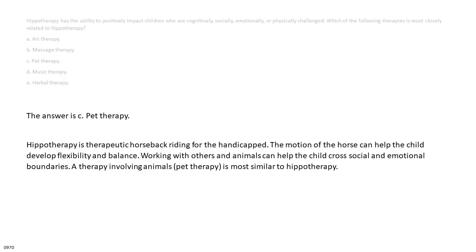The answer is C. Pet therapy. HIA therapy is therapeutic horseback riding for the handicapped. The motion of the horse can help the child develop flexibility and balance. Working with others and animals can help the child cross social and emotional boundaries. A therapy involving animals, pet therapy, is most similar to HIA therapy.